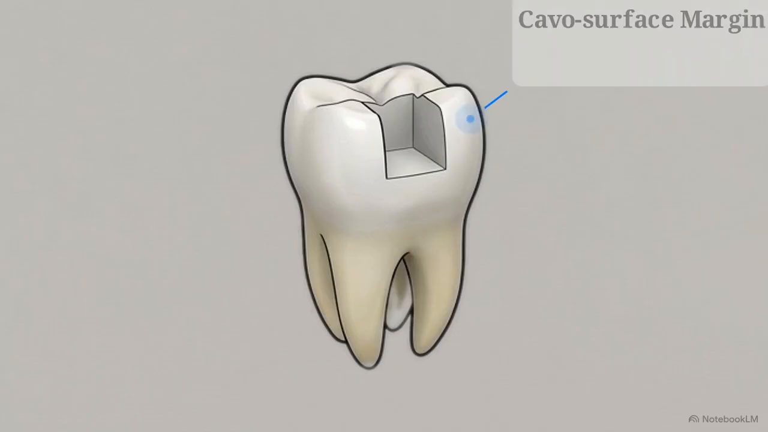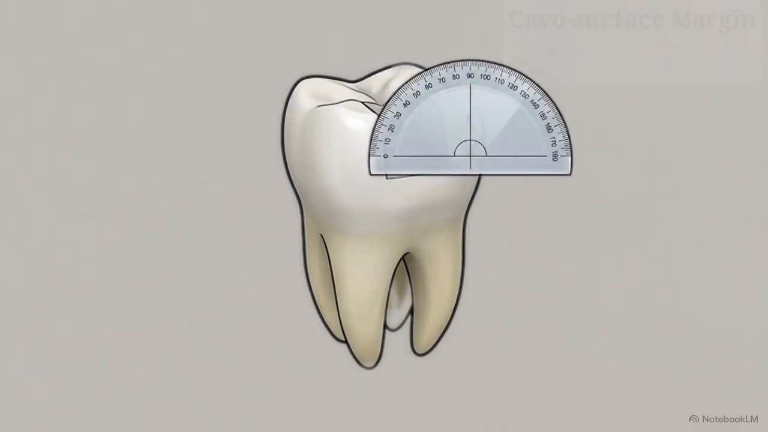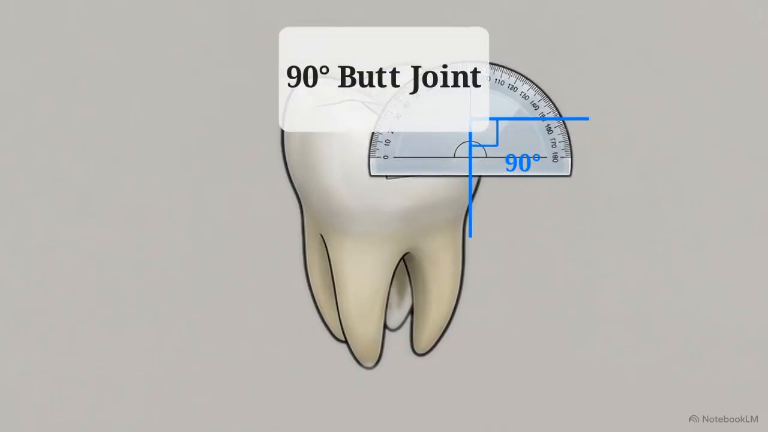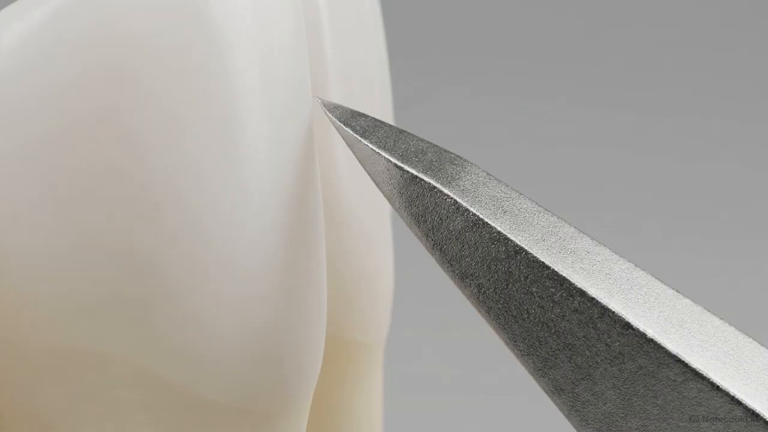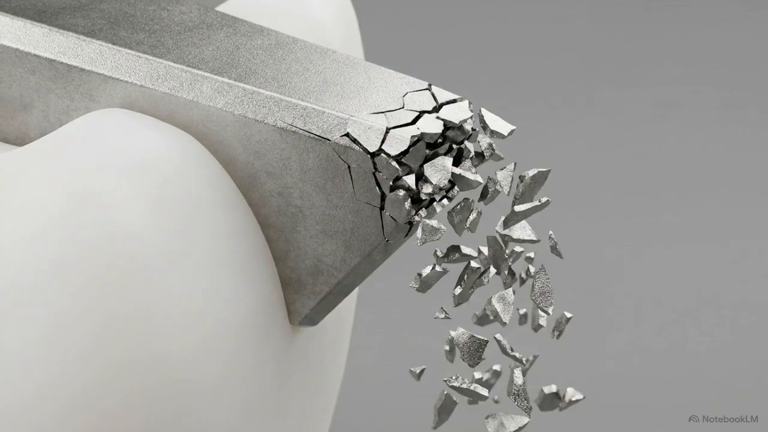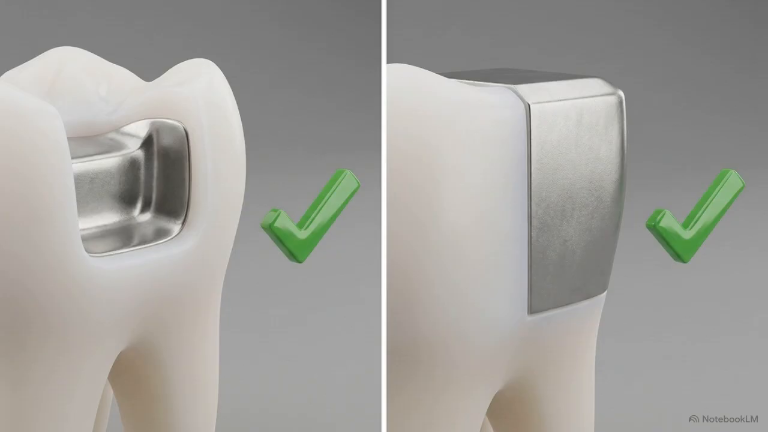This diagram of the external cavosurface margin, the exact junction where the preparation meets the outer enamel, shows the opposite requirement. Here, a protractor measures a strict 90-degree butt joint. Amalgam filling material has extremely low edge strength. Beveling this external boundary to anything less than 80 or 90 degrees creates thin, brittle margins that will quickly chip under load. Internal rounding prevents core fracture, while external 90-degree joints prevent marginal chipping.